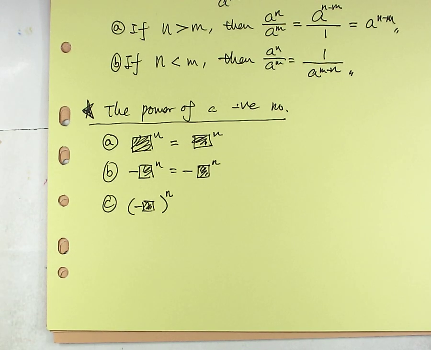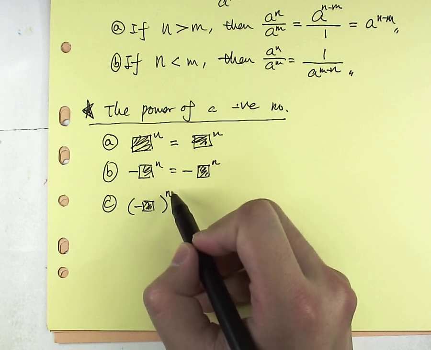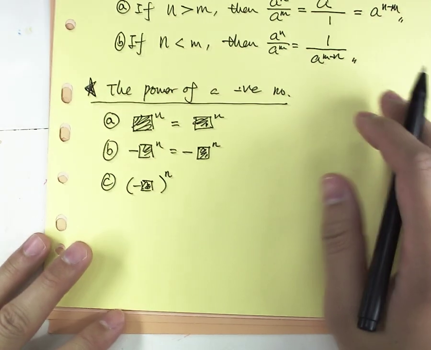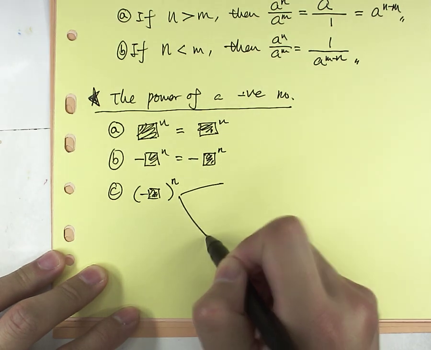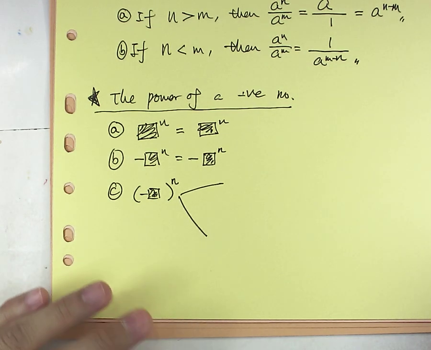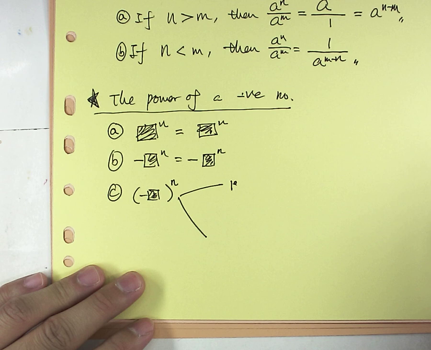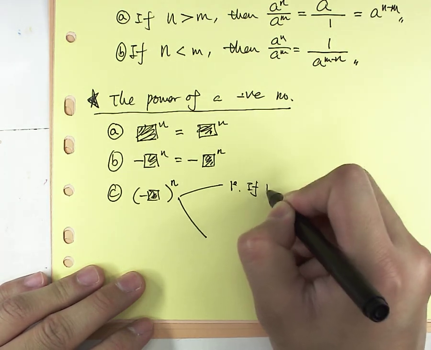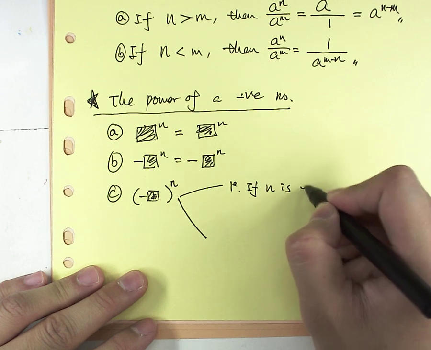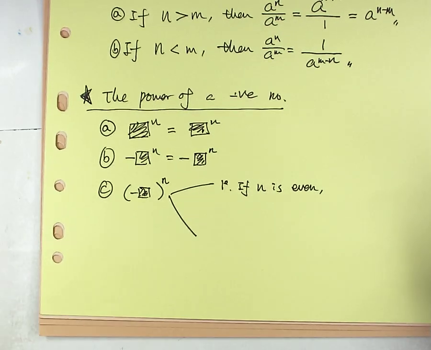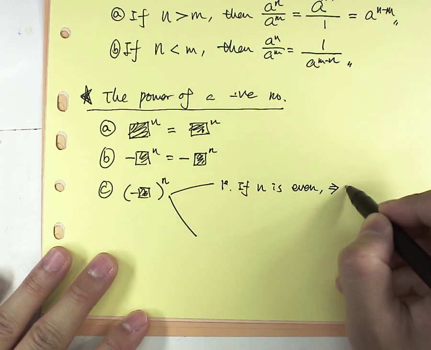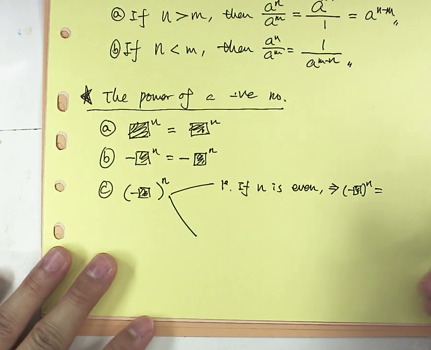So how to simplify this kind of expression? It depends on whether n is even or not. Okay, so you have two cases. Break down into two cases. First one, I use this first. If n is even, meaning that n can be divisible by 2, okay? So these expressions can just directly become positive.